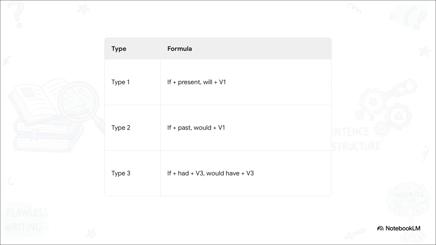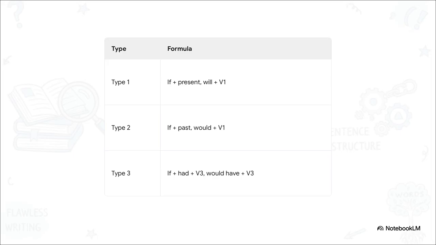Type 1 is a real, actual possibility. If plus a present tense verb followed by will plus V1. Type 2 is a hypothetical or highly unlikely present situation, if plus a past tense verb followed by would plus V1. And then there's type 3, which is the impossible, completely unchangeable past, if plus had plus V3 followed by would have plus V3. Master these 3 distinct formulas, and you literally master the ability to navigate alternate realities in your communication.